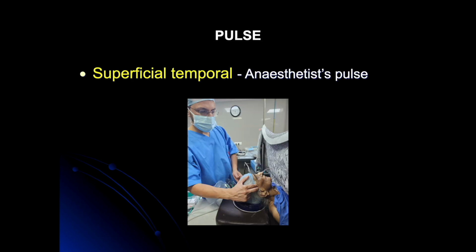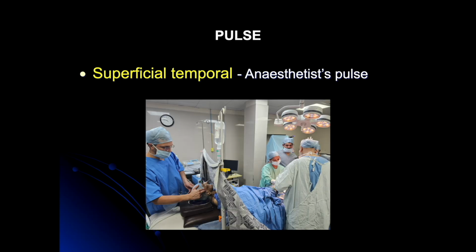Do you know what this pulse is known as? It is known as anesthetist's pulse. That is because during any surgery below head and neck, this is the most convenient pulse to feel for monitoring. Otherwise, it becomes cumbersome crawling all the way down to search for the radial pulse covered under sterile drapes.